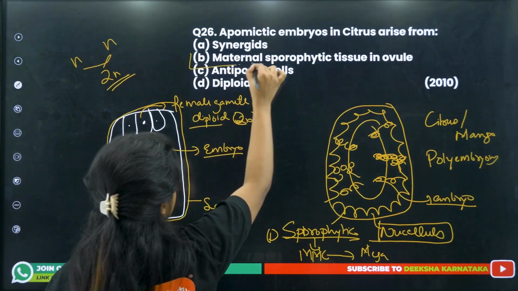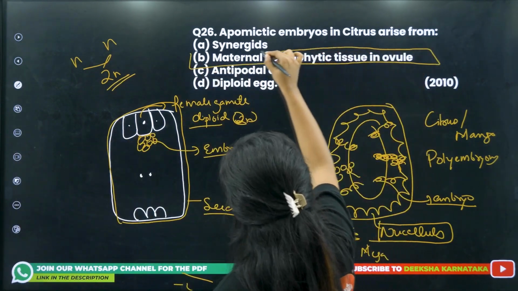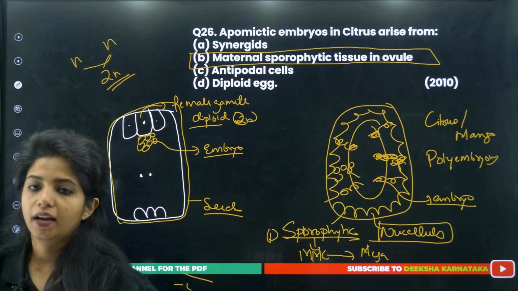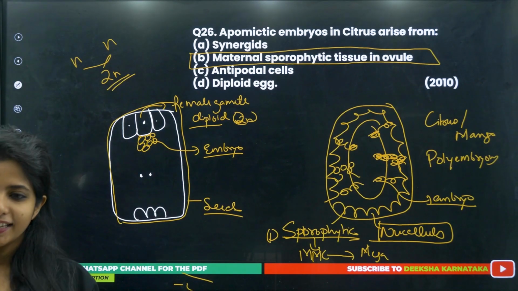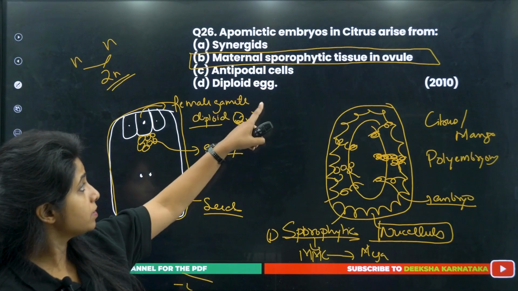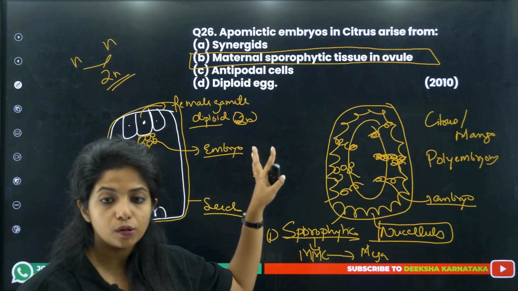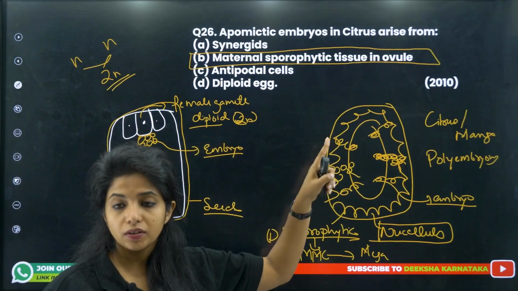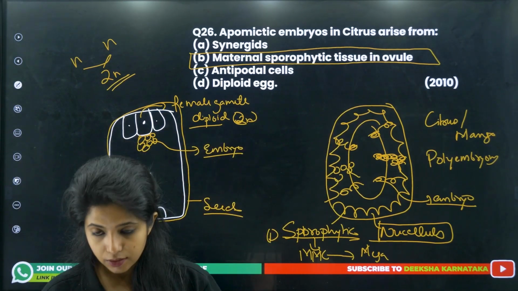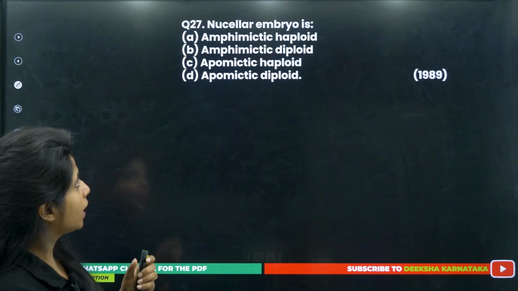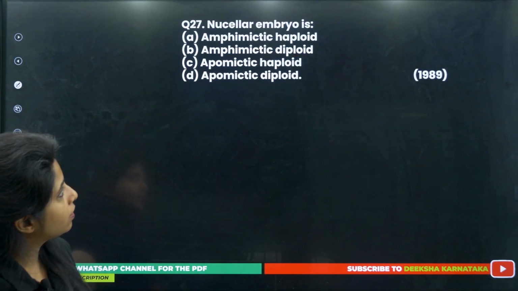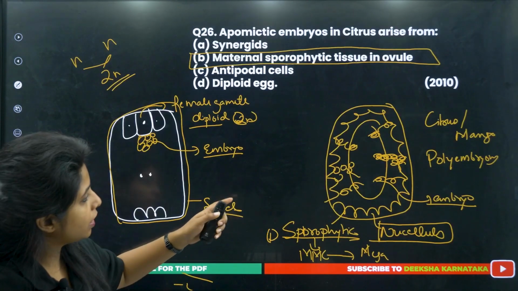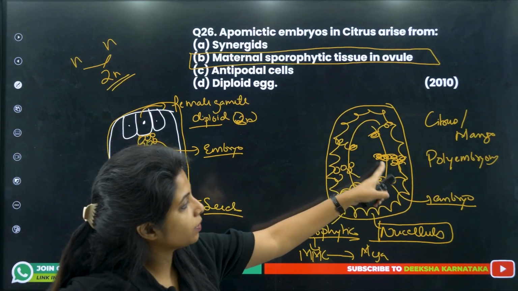So they have just twisted the question. This is the correct answer. I hope you got it. Okay. So apomixis can also happen with the help of a diploid egg, but that is different. Talking about citrus, this is the correct answer. Okay. Going ahead, nucellar embryo is, tell me, the same thing. Nucellar embryo, see, the nucellus is forming the embryo.